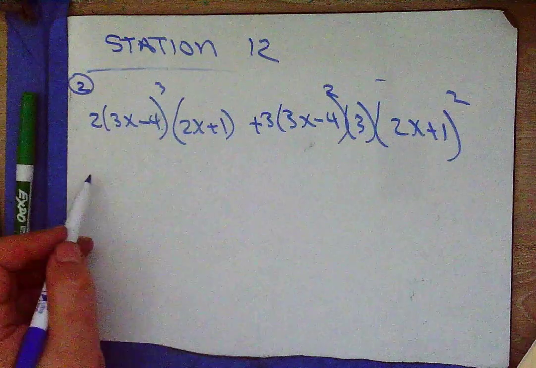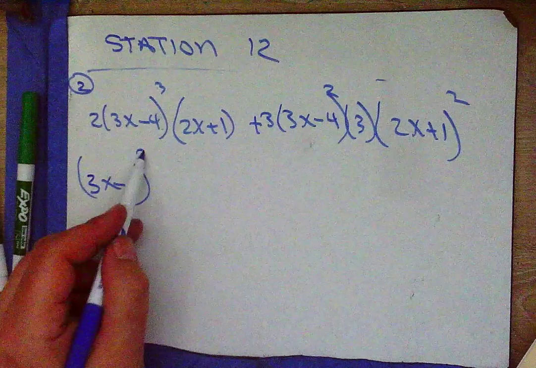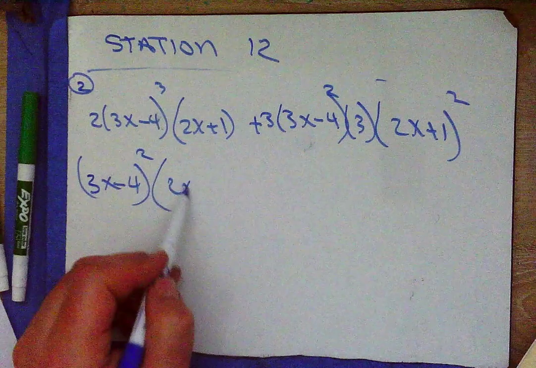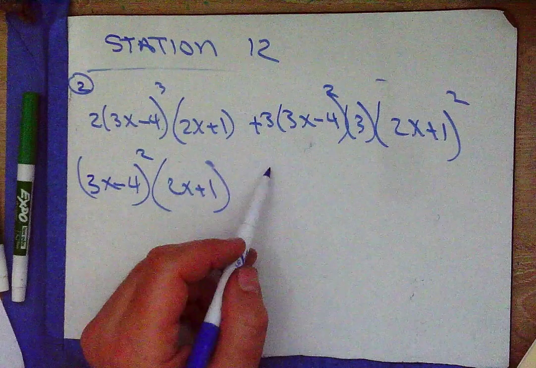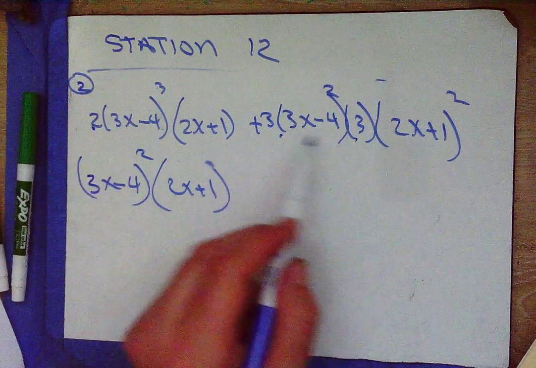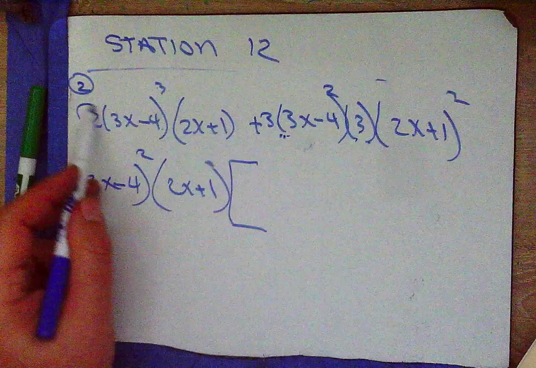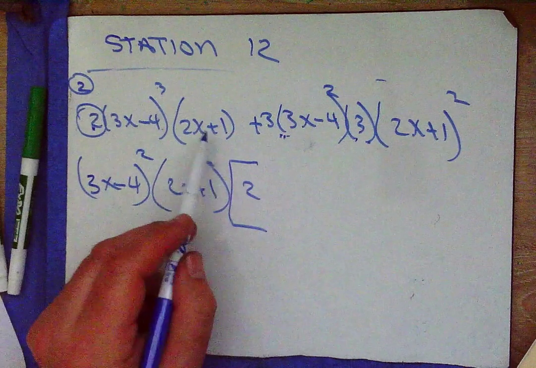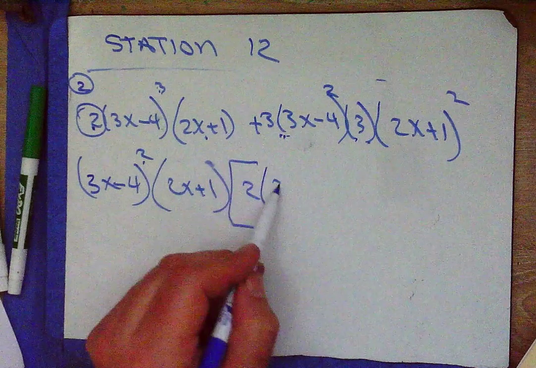All right, so I'm going to take out a 3x minus 4 to the smallest power, and I'm going to take out a 2x plus 1, because I see it here and here, to the smallest power. This has a 2, this has 3's, I can't take any of those out. So what's left over? Well, this 2 is left over, and I took 2 of these 3 out, so I still have 1 more.